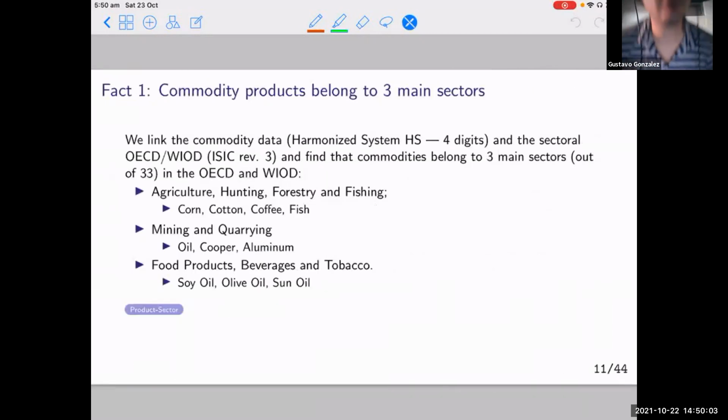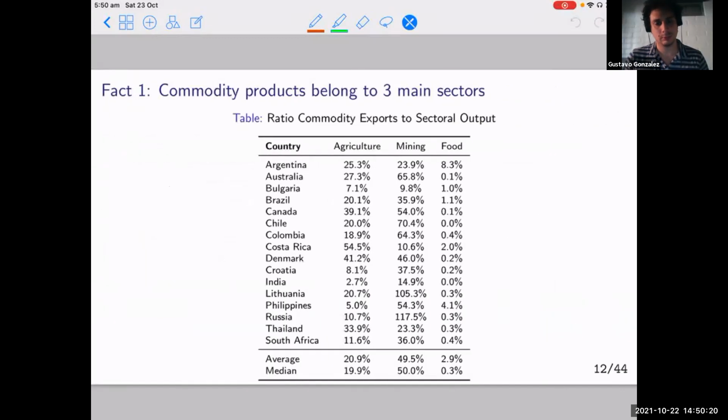The first stylized fact is kind of obvious: most of the commodities that we have, these products, belong to three industries in our OECD input-output data set. Agriculture, mostly mining, and also food products or tobacco. This is the fact that most of these commodities, say in agriculture, mining, or food, but mostly in agriculture and mining, these products are mostly exported.